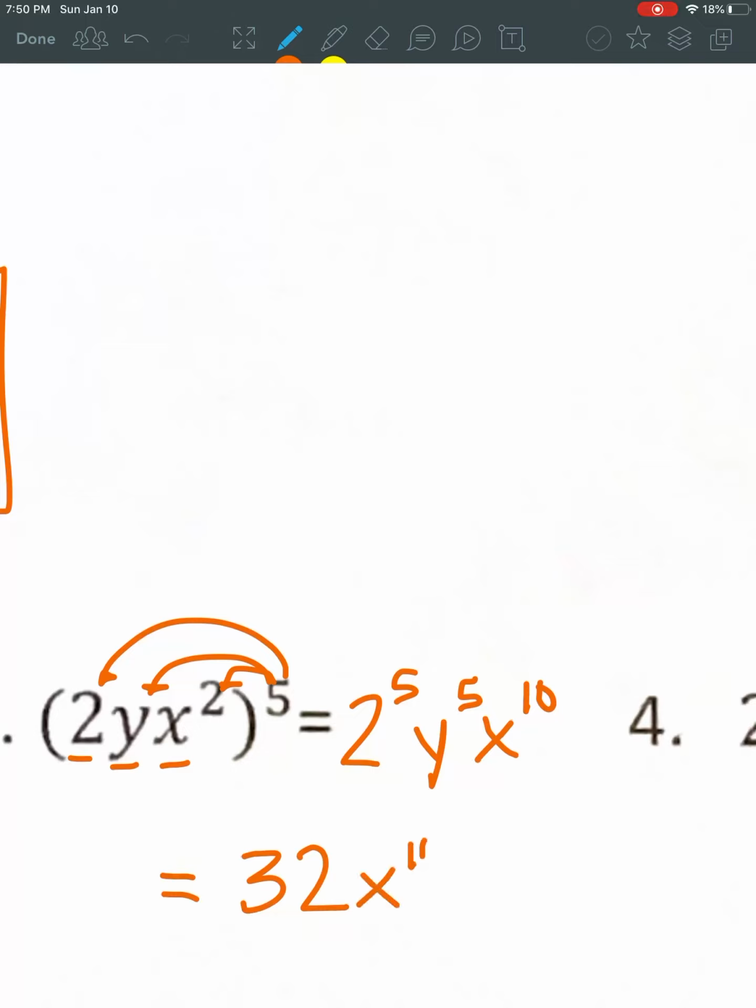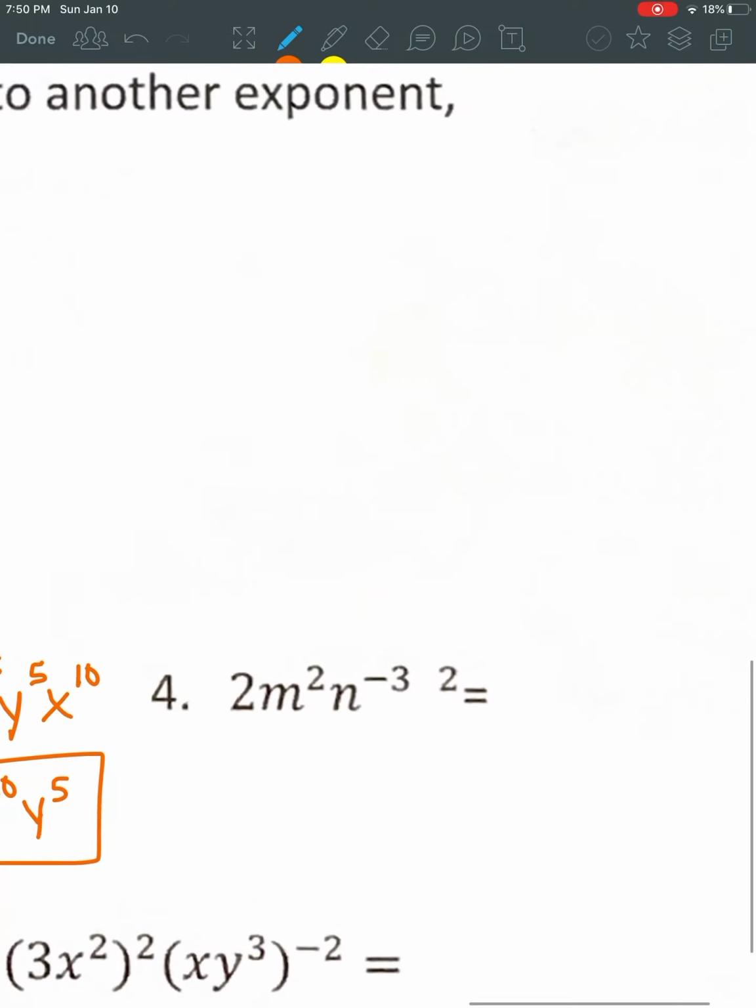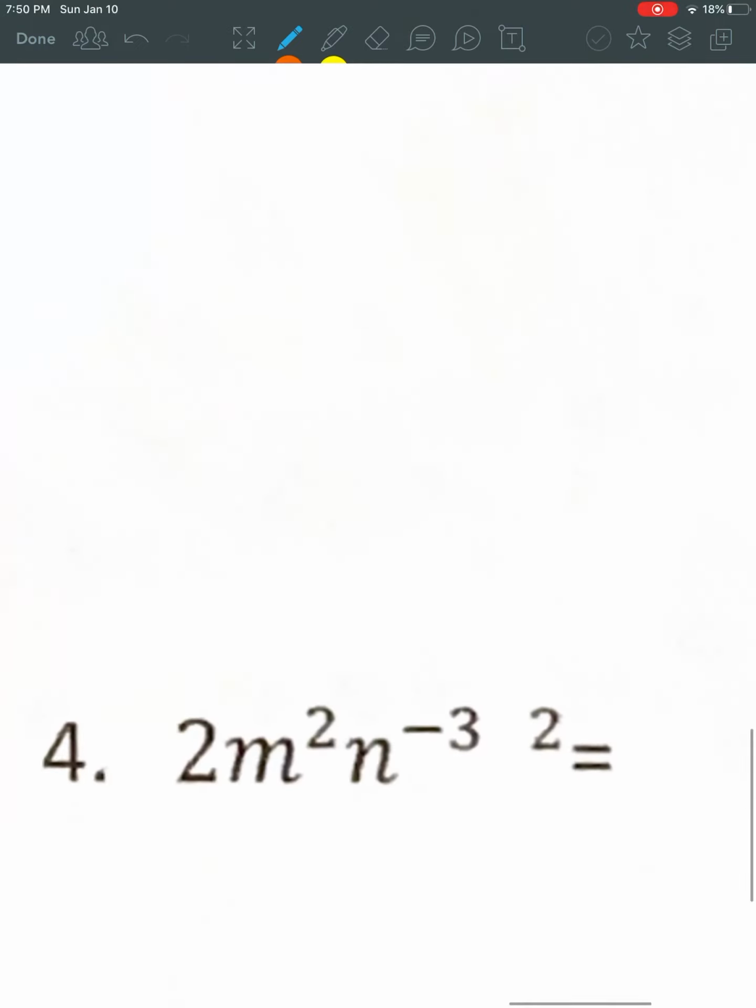Again, I don't like that they're not in alphabetical order. They're not supposed to come that way. So x to the 10th, y to the 5th. And there's our simplified answer.